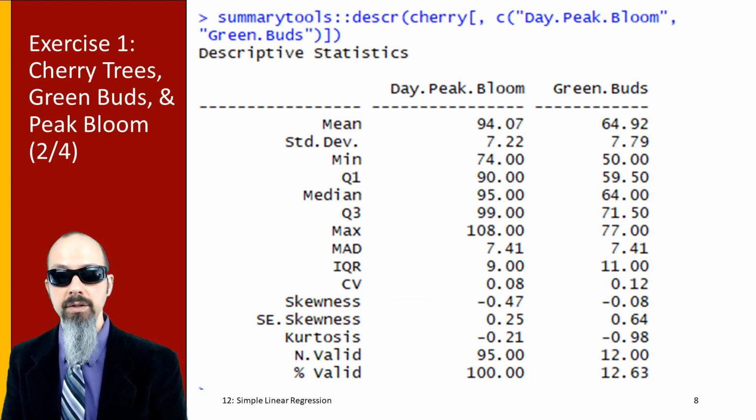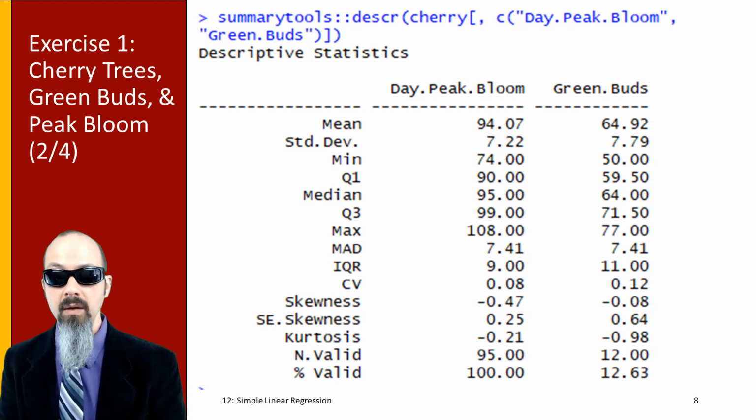Inside the cherry tree data set, we have a variable called day.peak.bloom and one called green.buds. For peak bloom, we're looking at how many days it takes for the tree to reach peak bloom. In this case, we are looking at anywhere from 74 to 108 days with an average of about 94. And there are 95 samples in this particular data.